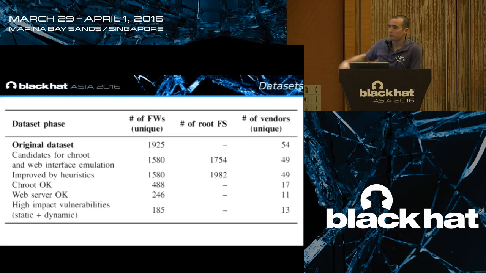Then we do the static and dynamic analysis. We do dynamic analysis on all the firmwares which started the web interface, and we do static analysis only on the firmwares which had PHP. We end up with 13 vendors and around 185 firmwares which had high-impact vulnerabilities. By high-impact vulnerabilities, we mean XSS and command injection in the web. We also count XSS as high impact because there are papers which show that you can do a stealth firmware upgrade by just using XSS and CSRF. You don't necessarily need command injection. So it's really high impact, and sometimes important router credentials can be stolen by using XSS.